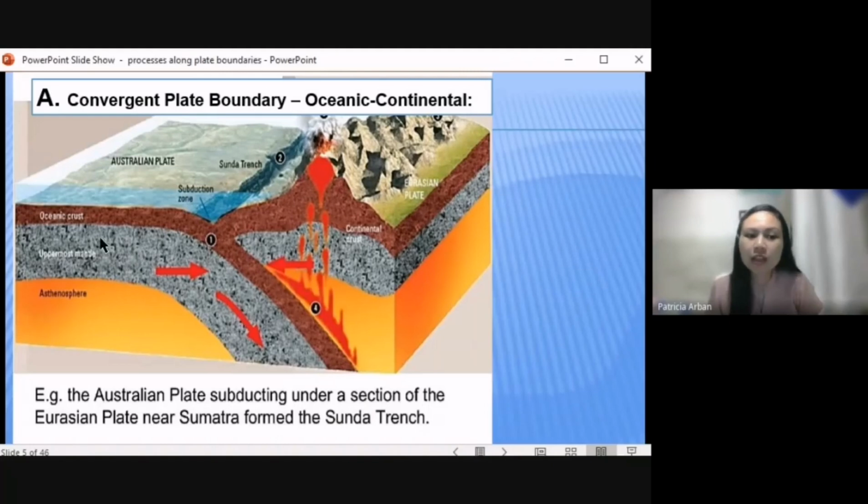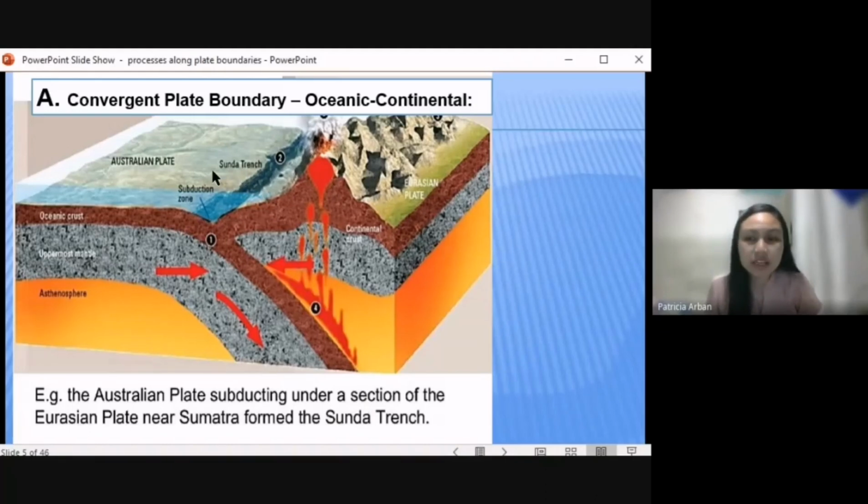Again, the denser oceanic crust is the one which subducts beneath the continental crust when they collide with each other, forming the subduction zone and the trench. Remember, the trench is the deepest part of the ocean and is also called a submarine valley.